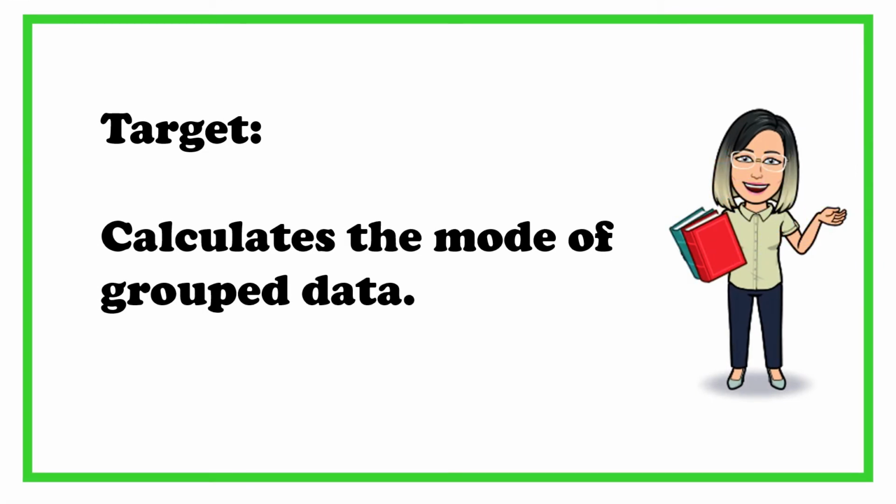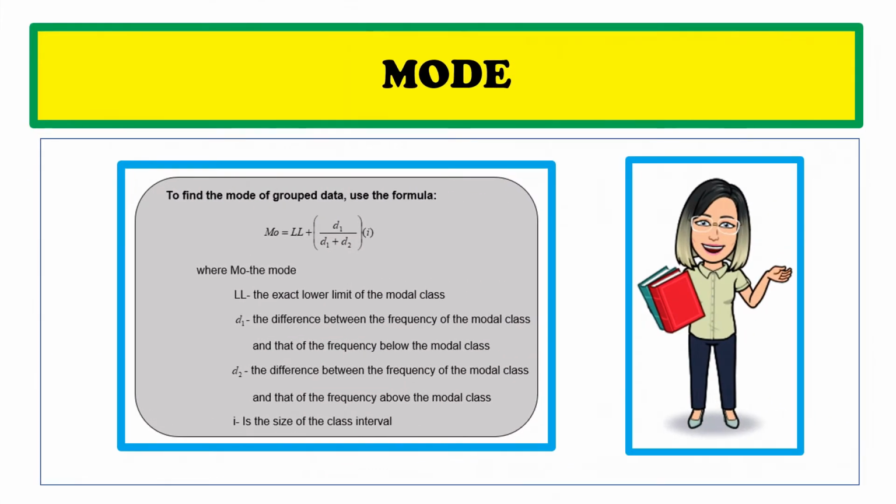Our target calculates the mode of group data. So, we need to find the mode. To find the mode of group data, use the formula: mode equals lower limit plus d1 over d1 plus d2 times the interval, where MO is the mode.